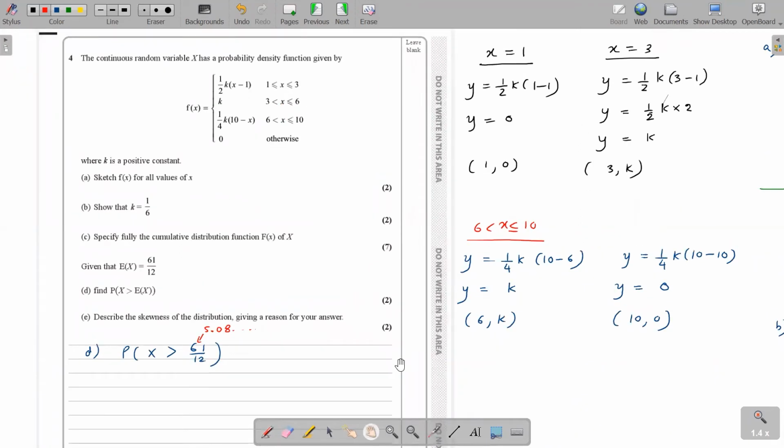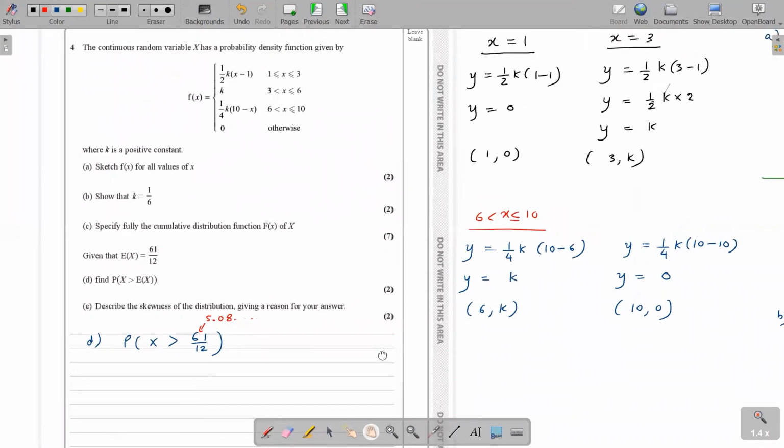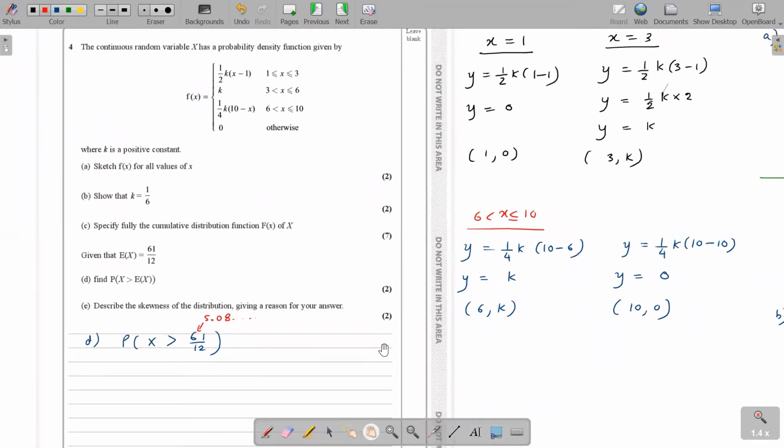So I need the area greater than. However, you do realize I just found whom? I just found capital Fx. Capital Fx gives me the area what? Behind a certain x value. So if I want to find the area greater than, what is the easiest way to use capital Fx here?